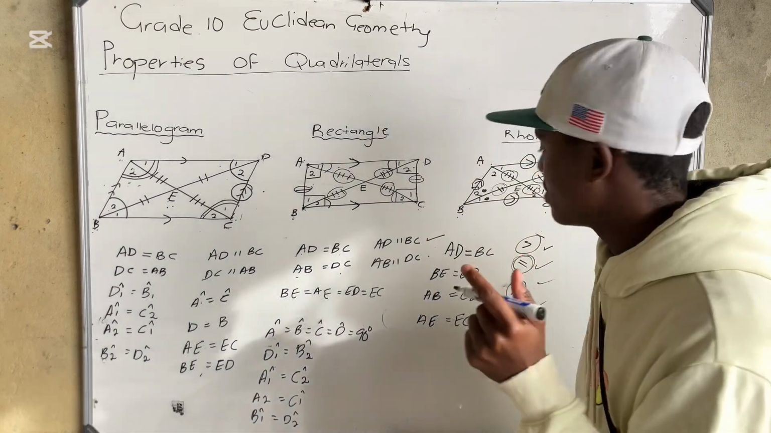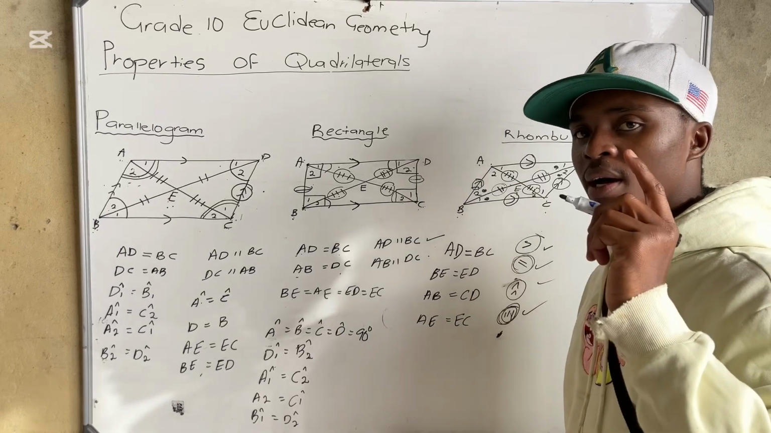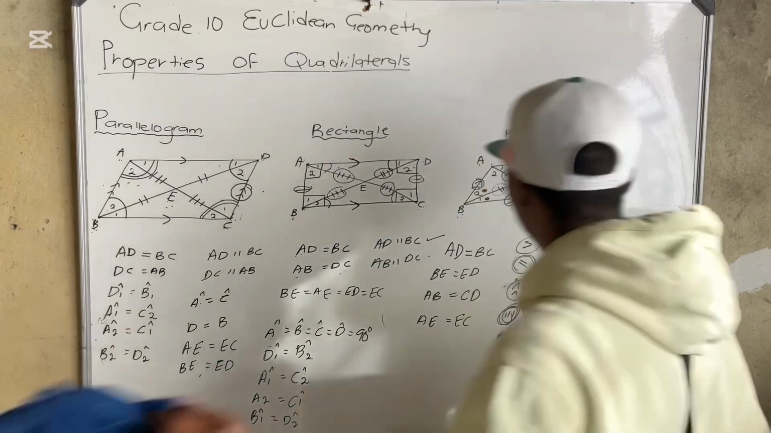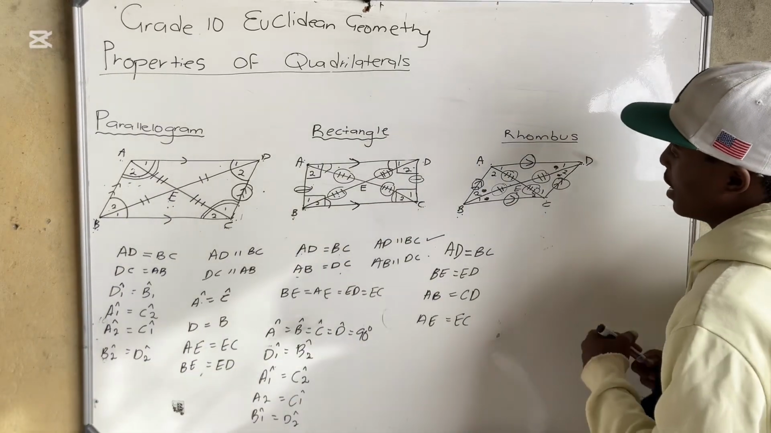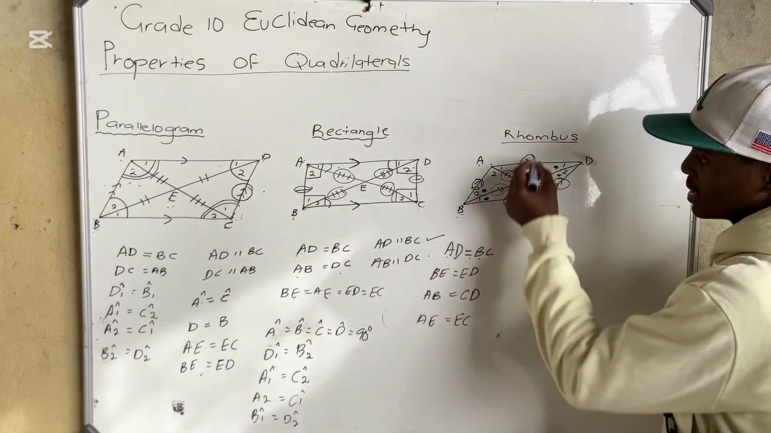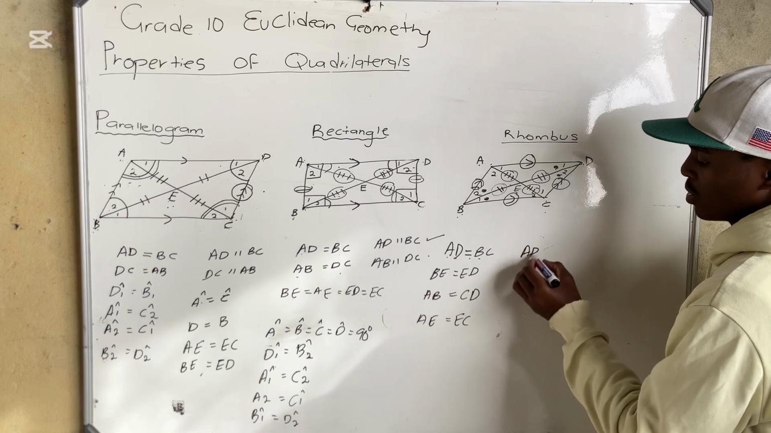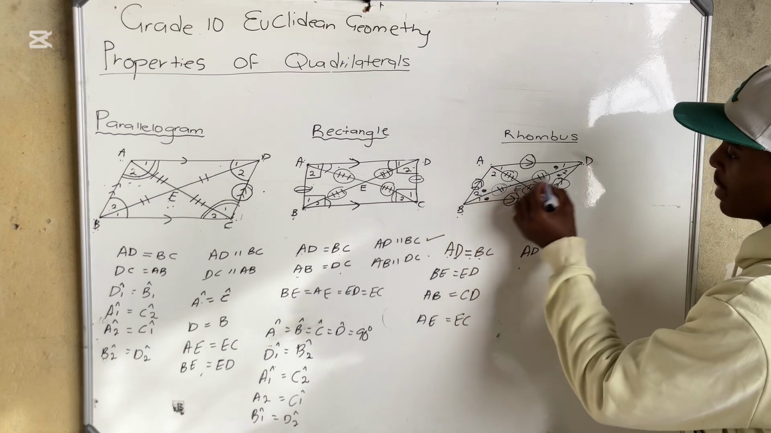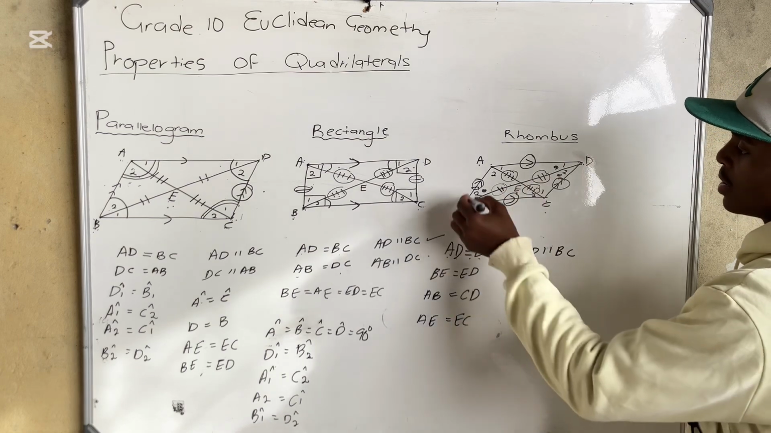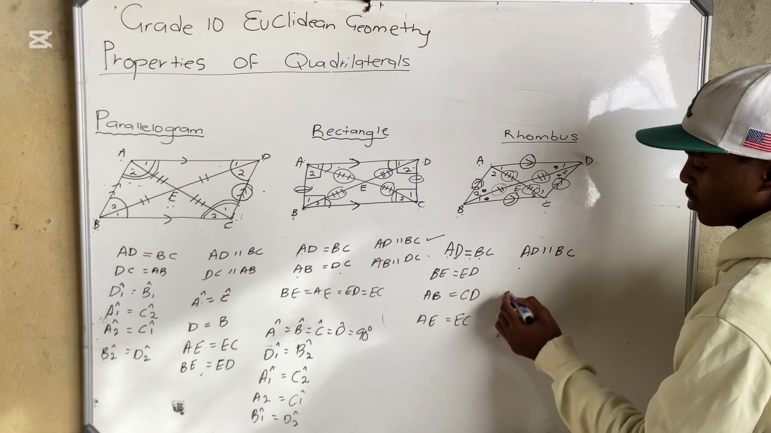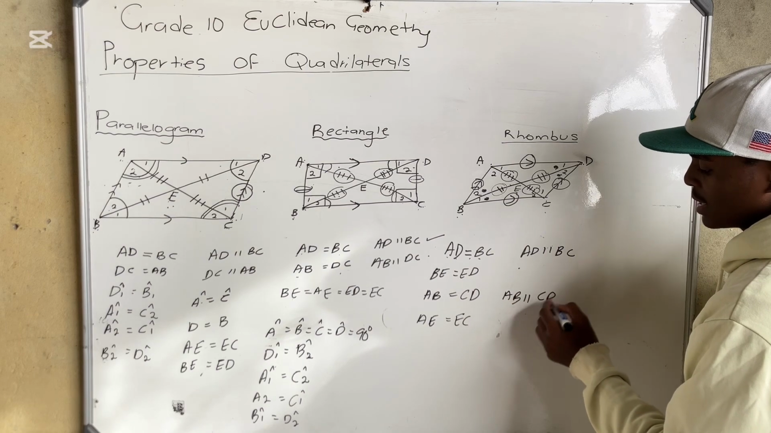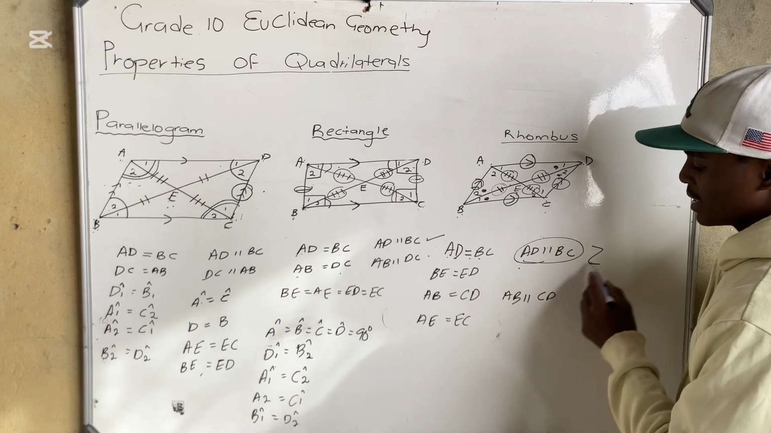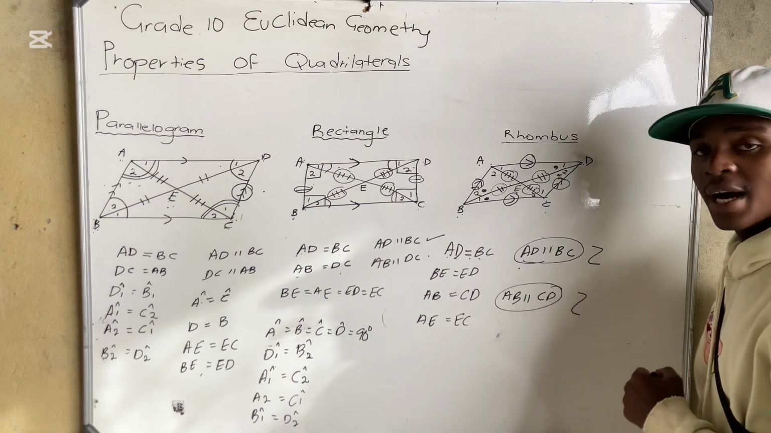How did they become equal? Use alternate angles, you see. Let me write something here to make it simple. Since we said AD is equal to BC, meaning that they are parallel also. And BE can't be parallel because it's a diagonal line. Only these are parallel, so AB is parallel to CD. Since they are parallel, there must be alternate angles.